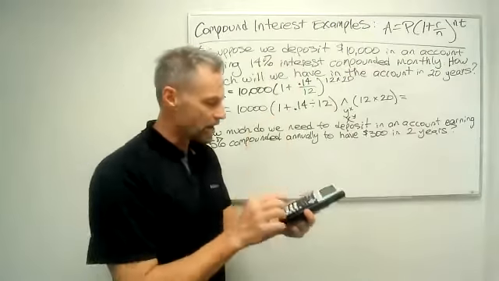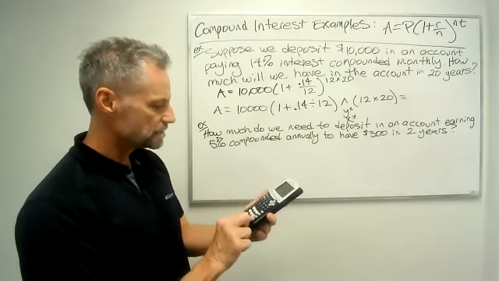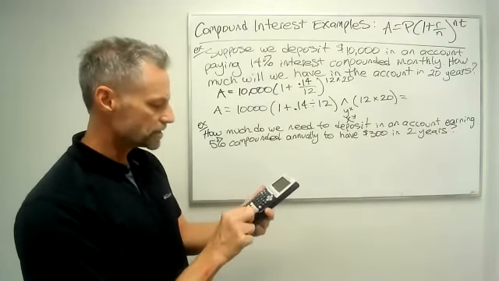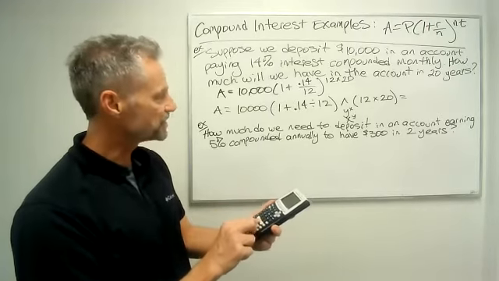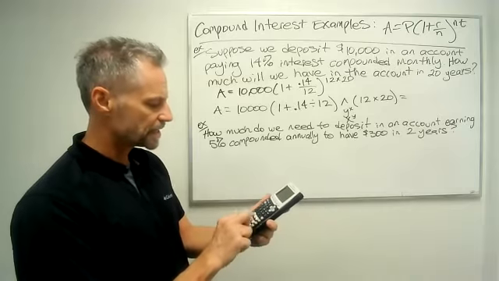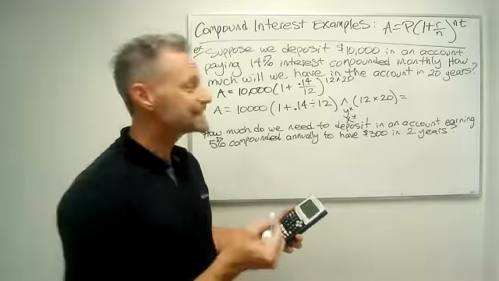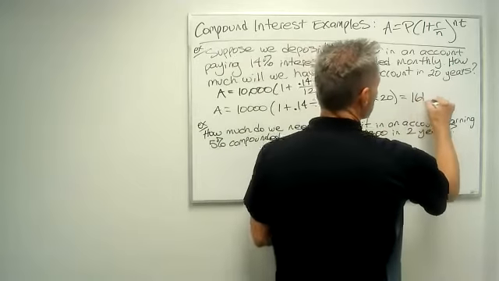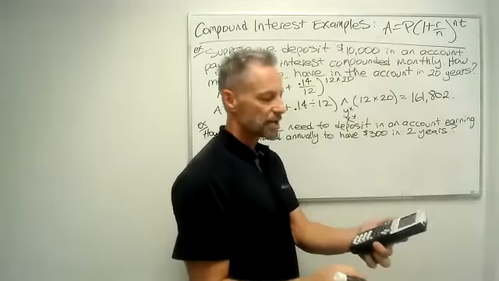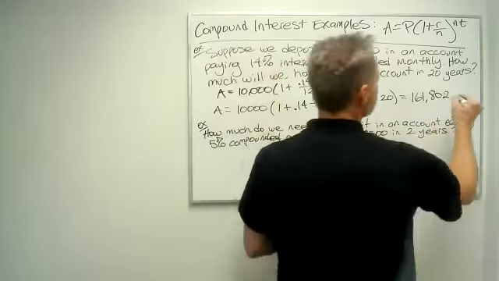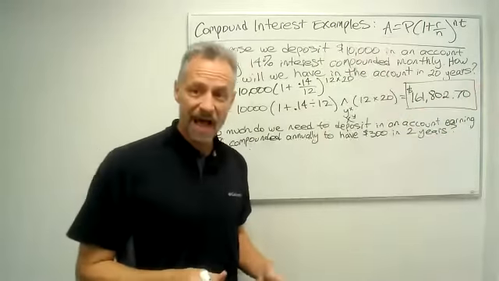All right, so just the way we see it. 10,000, left parenthesis, 1 plus 0.14 divided by 12, close parenthesis, raised to the power, left parenthesis, 12 times 20, close parenthesis, equals, and I get $161,802, and then to 2 decimals, the nearest penny, 70 cents. So make sure you can get that same value.